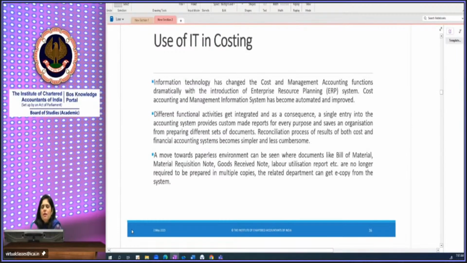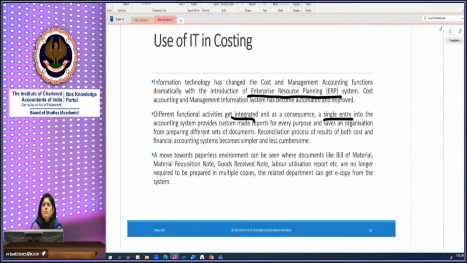So let us understand. Information technology has changed the cost and management accounting functions dramatically with the introduction of ERP, enterprise resource planning. It's basically the integration of all the departments through IT. Like the example I gave of the e-copy, that's enterprise resource planning. All the departments are integrated, right? Cost and management accounting has become automated and improved. Different functional activities get integrated, and a single entry into the accounting system provides custom-made reports for every purpose. Now, the formats are already inbuilt into the system. It's very easy to generate reports now.